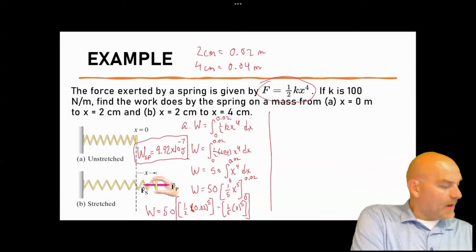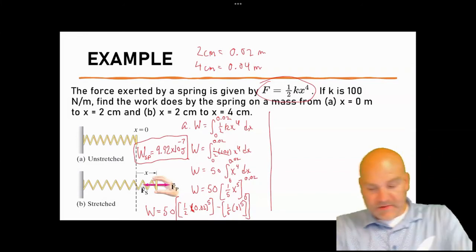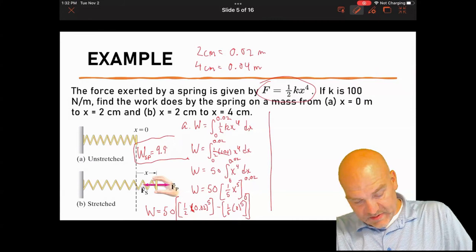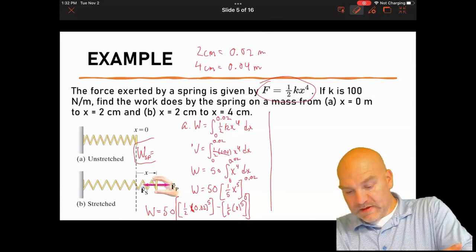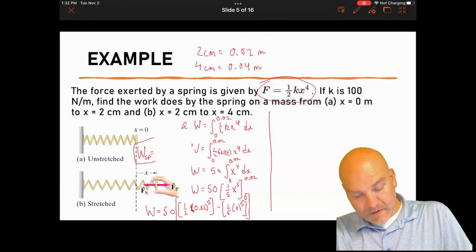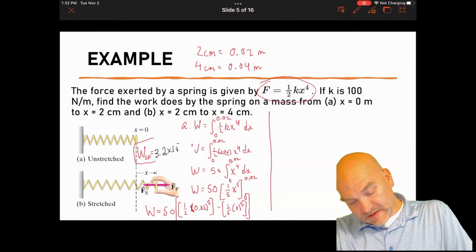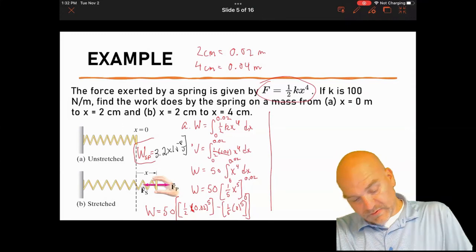Now let's look at what happens. I apologize, I wrote down the wrong answer. I was looking at the wrong part of the notes. So this is not going to be 9.92. This is going to be 3.2 times 10 to the negative 8th joules.